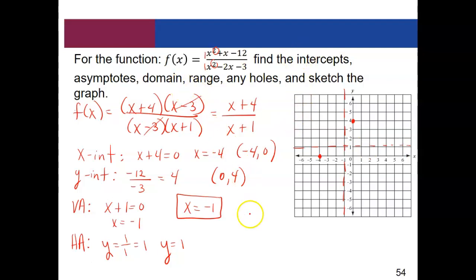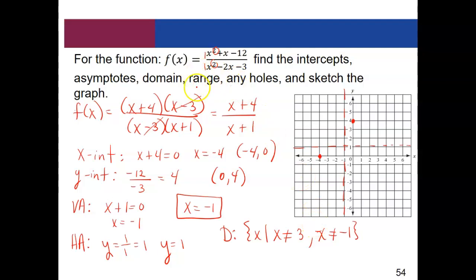Okay, for the domain, we actually look back before anything cancels. So the domain is going to be all real numbers except 3 and -1. Those are the two numbers that will make the denominator be 0, and we can't have a division by 0.